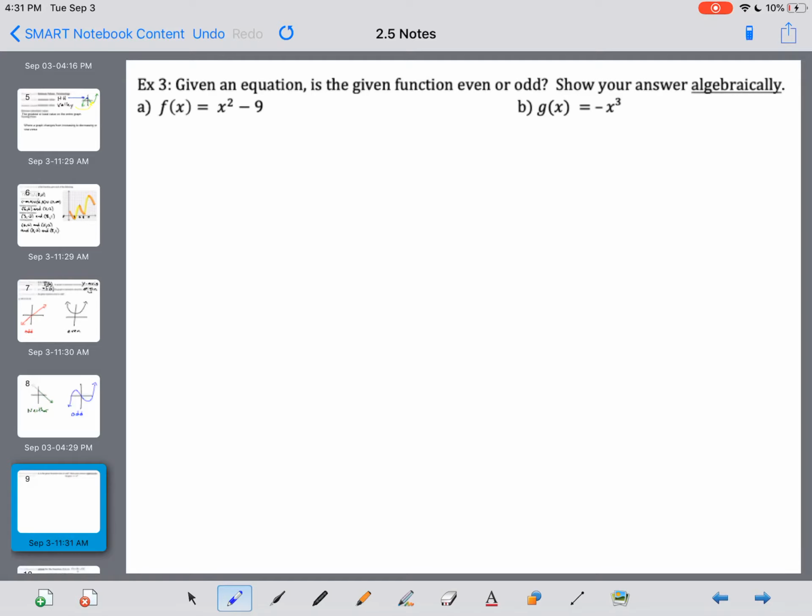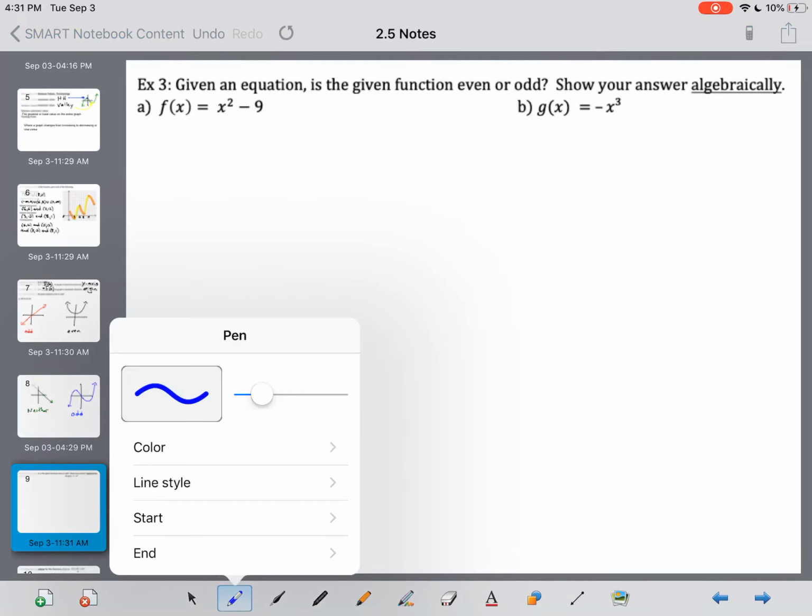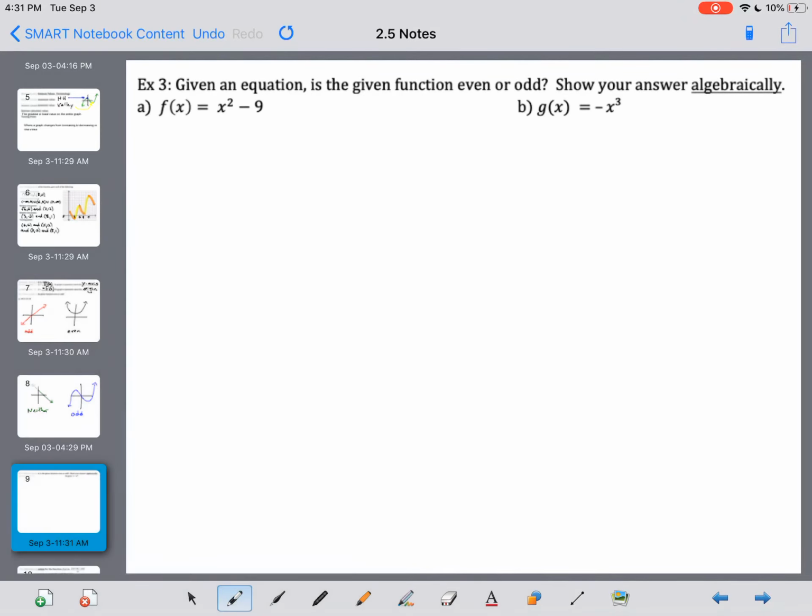All right, so given an equation, what does this mean? Okay, well, given an equation, we want to plug negative x in. If our function is even, we'll get exactly what we started with. If our function is odd, we'll get the exact opposite of what we started with, okay?